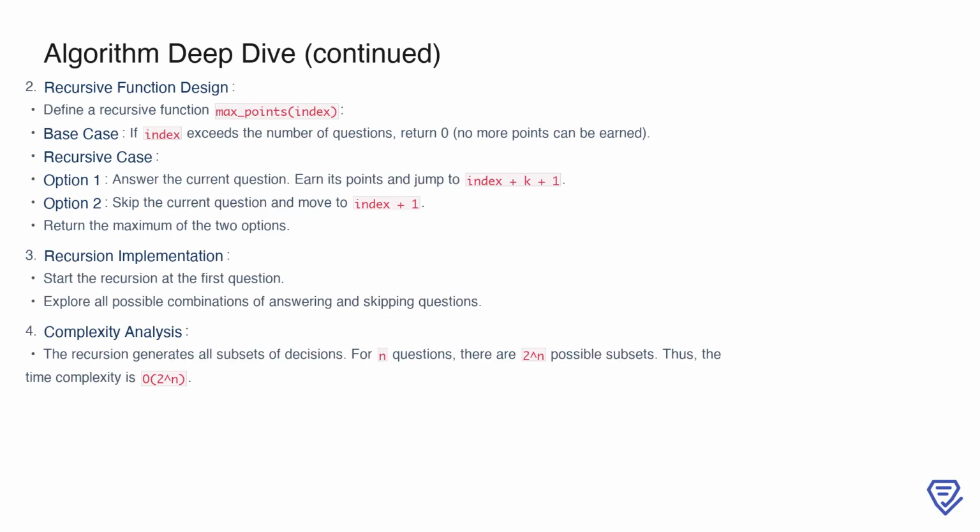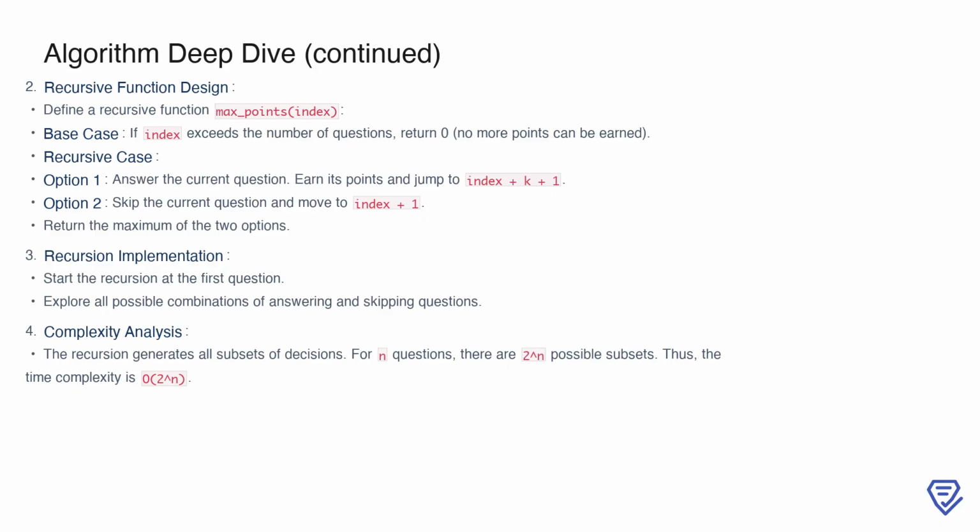To formalize the brute force approach, we can define a recursive function, max_points(index), which calculates the maximum points obtainable starting from a given question index. The base case for this function is simple: if the index exceeds the number of questions, we return 0, as there are no more points to earn.